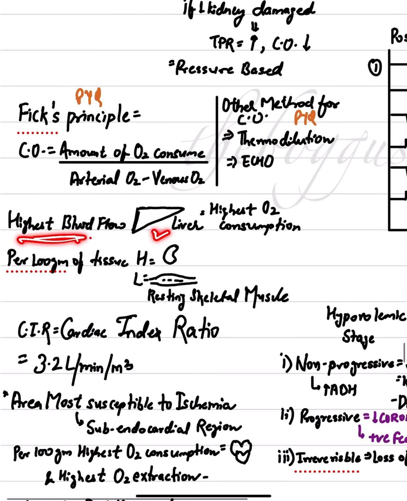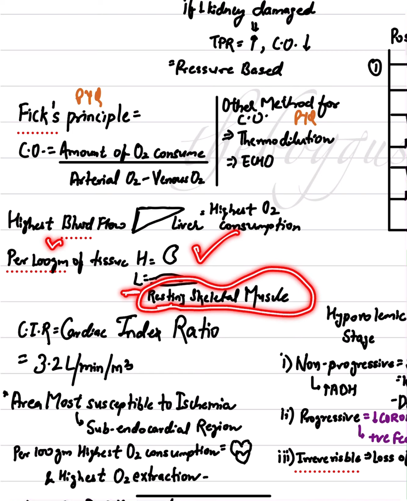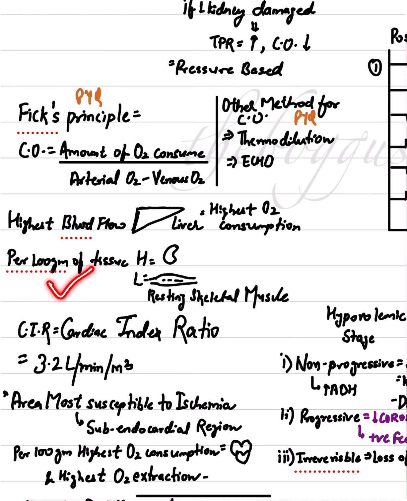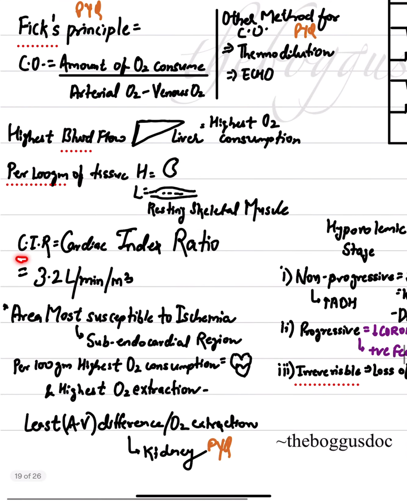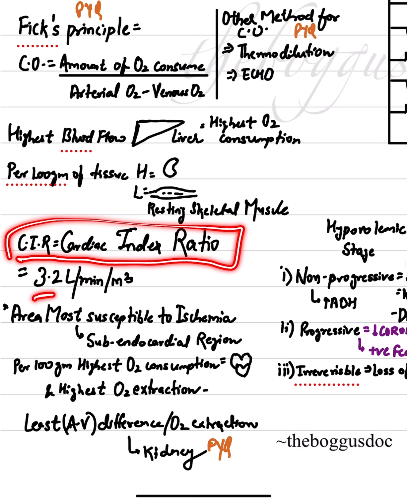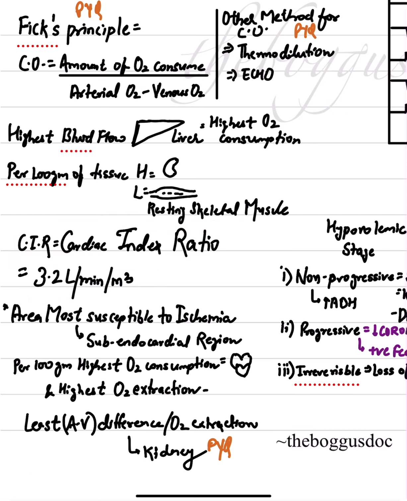The highest blood flow per 100 gram of tissue is in the liver, and the highest is the kidney, and the lowest is the resting skeletal muscle. The cardiac index is 3.2 liter per minute per meter squared.